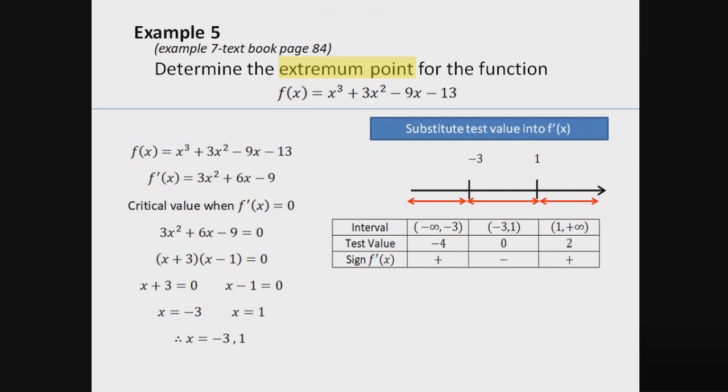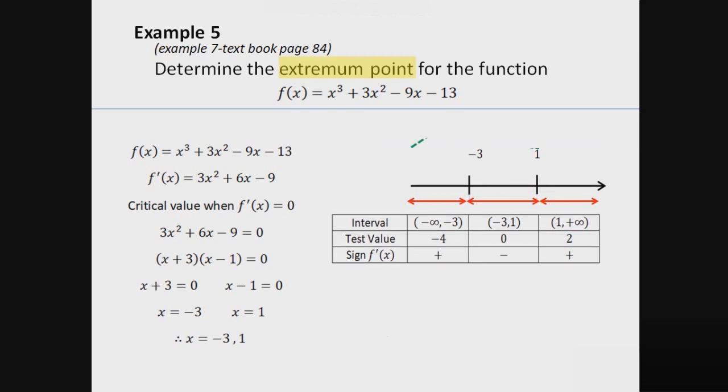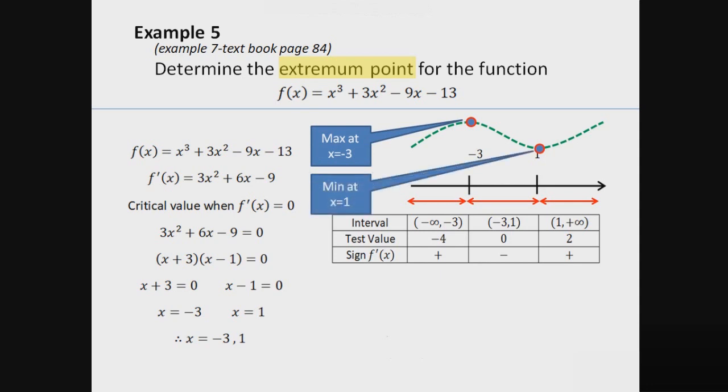If we draw the function, we know that it is increasing on the interval of negative infinity up to negative 3, and then it is decreasing on the interval of negative 3 up to 1. On the interval of 1 up to positive infinity, it is increasing again. So as we can see, there is a maximum point at x equal to negative 3, and a minimum point at x equal to 1.